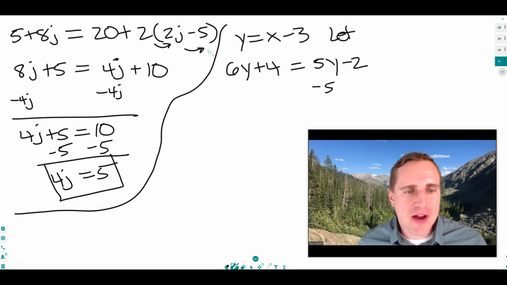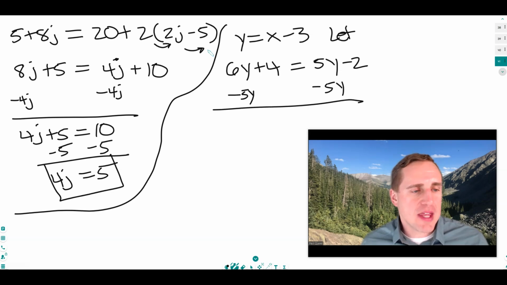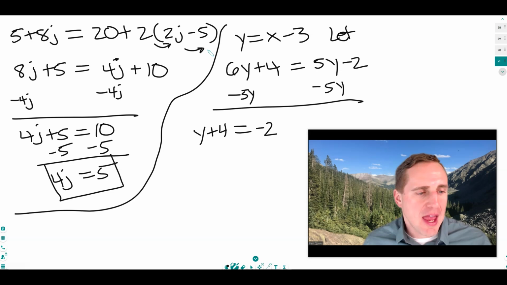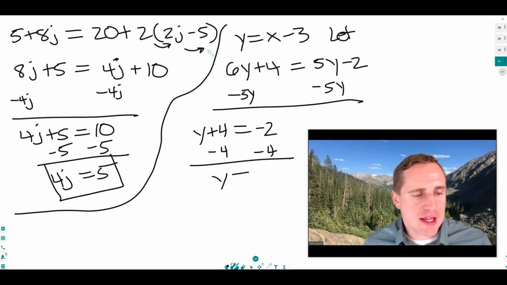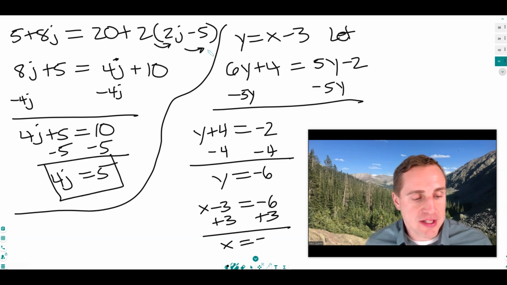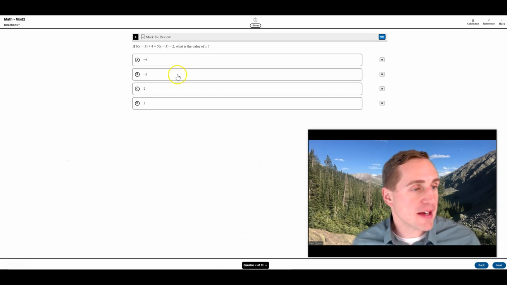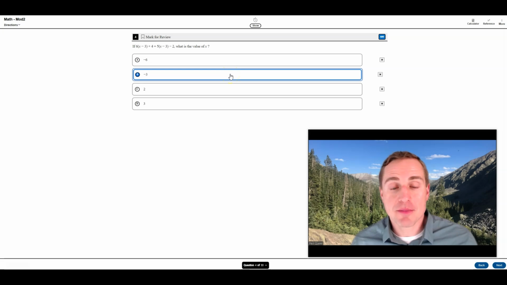So let's just subtract 5y from both sides. So we get y plus 4 equals negative 2. And then if I subtract 4 from both sides, then we get y equals negative 6. Now, y is the same thing as x minus 3 though. So x minus 3 equals negative 6. So if we add 3 to both sides, we should get x equals negative 3. So what's the value of x? Negative 3 for B. Okay, so we can move on.